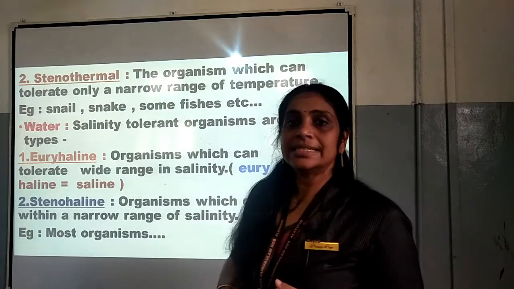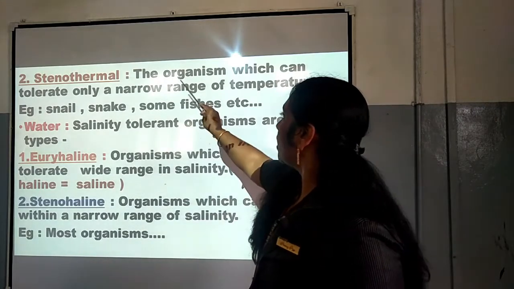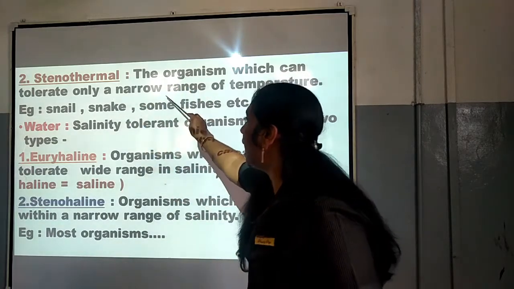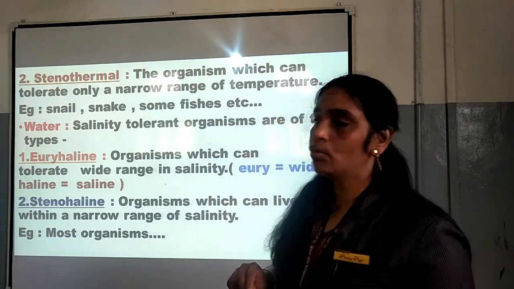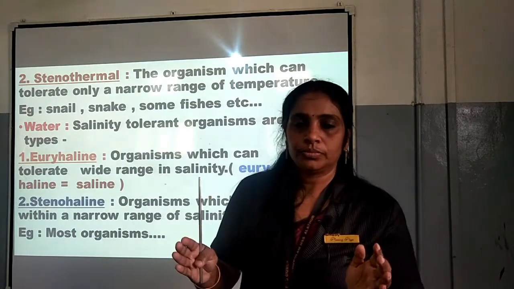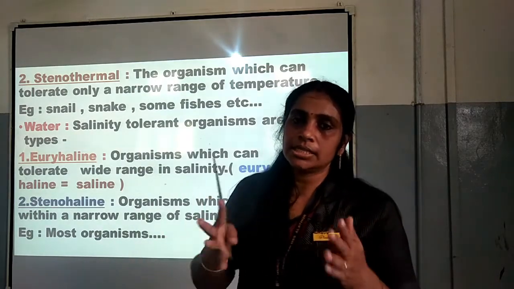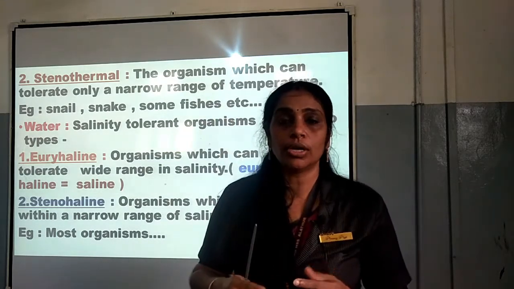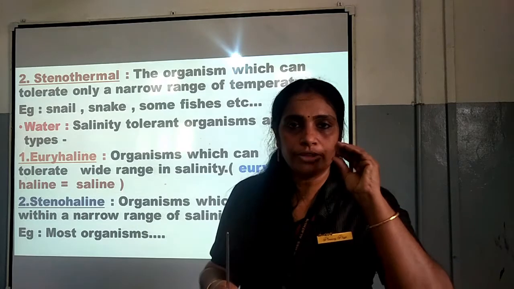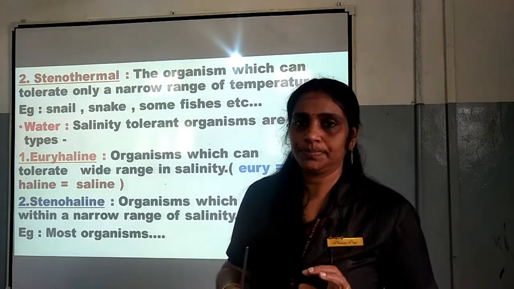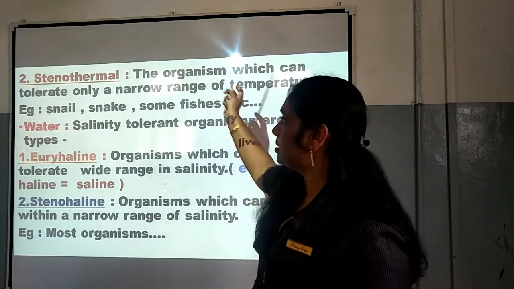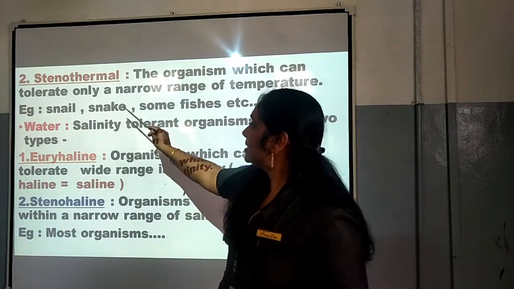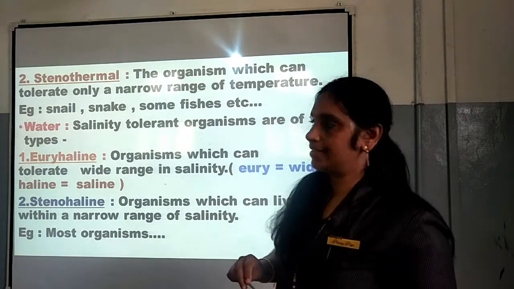And number two is stenothermal, the organism which can tolerate only a narrow range of temperature. Steno means narrow, therm means heat. So, here it has been said that if the organisms are able to tolerate only a small amount of temperature or a narrow range of temperature, those organisms are called stenothermal. Example, snail, snake, some fishes, etc.